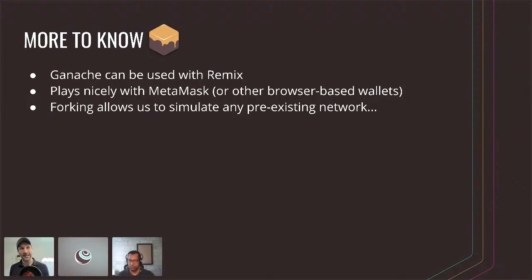Forking, on the other hand, which is a feature of Ganache that we're going to look at in a moment, changes that, in that it allows us to essentially take a snapshot of any chain that you have permissions to access and interact with it as if you have full control of every account and unlimited amounts of ether and so on.